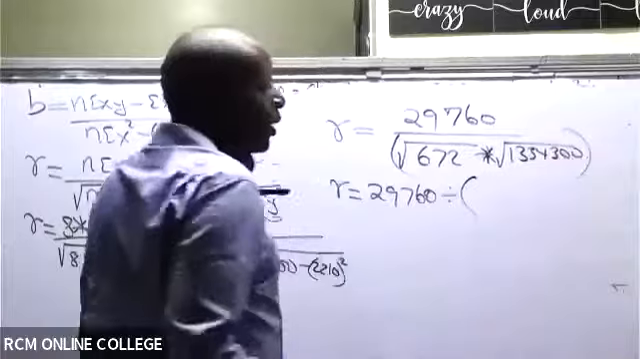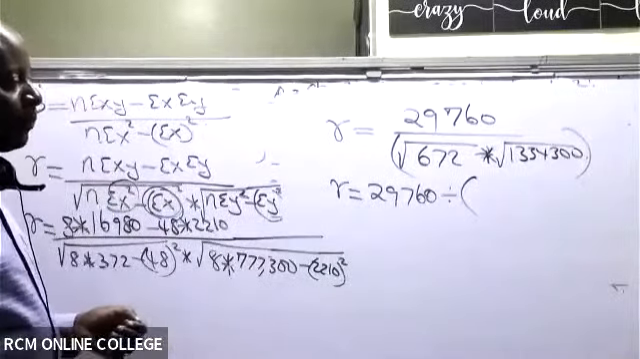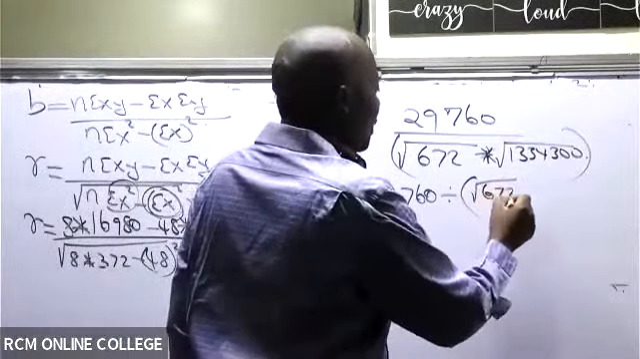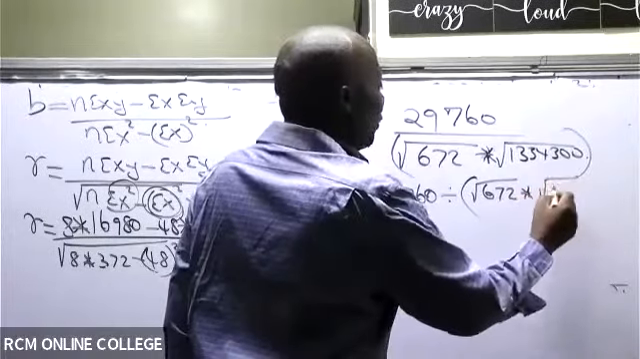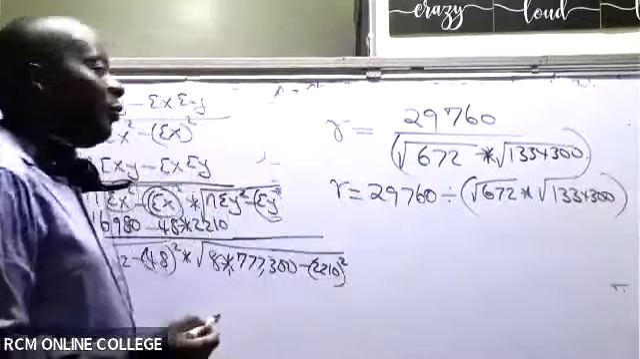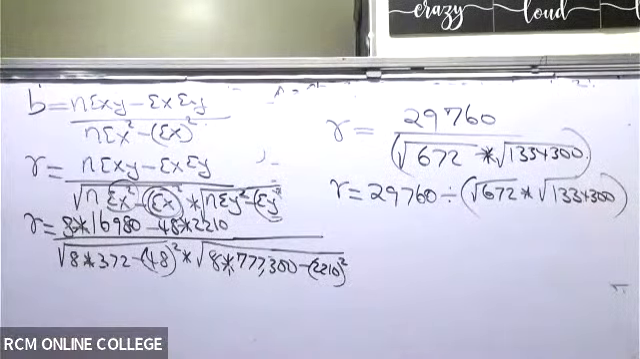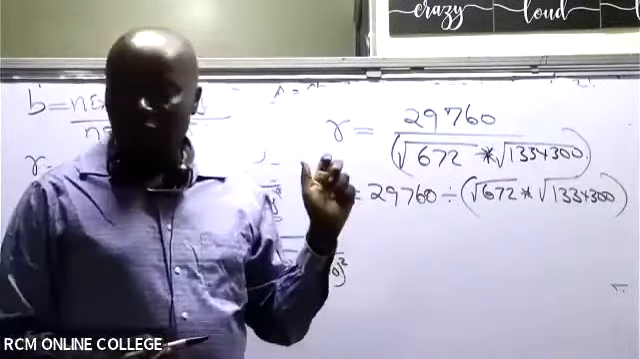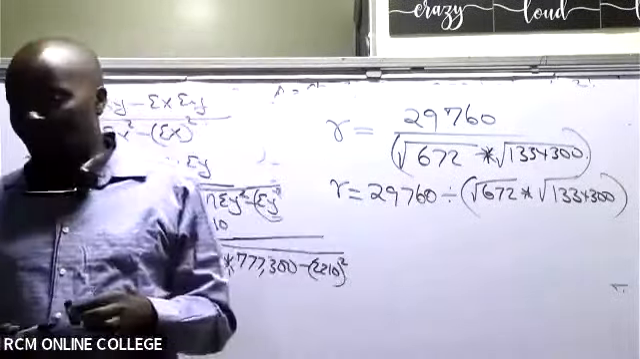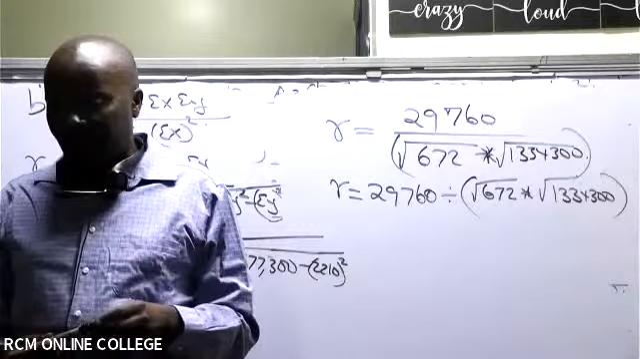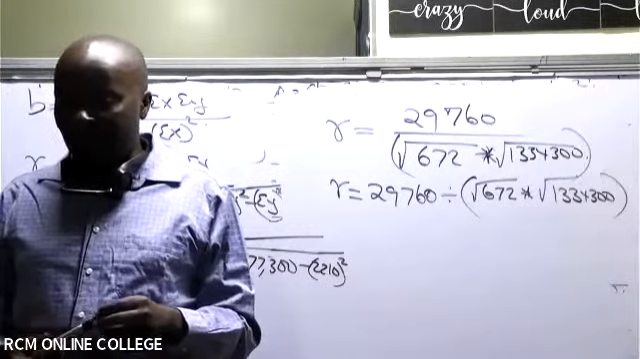Here to take care of it, you know? Because there are two terms, you must always open brackets. So you say 29,760 divided by, open bracket, square root of 672 times square root of 1,334,300, and then you close bracket, and then you tell me equals. What figure will you get? In your calculator, I want you to do it with one stroke, but remember to put the denominator into brackets. So what are we getting, ladies and gentlemen, here as our R?